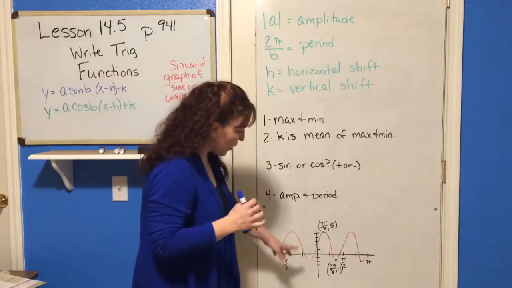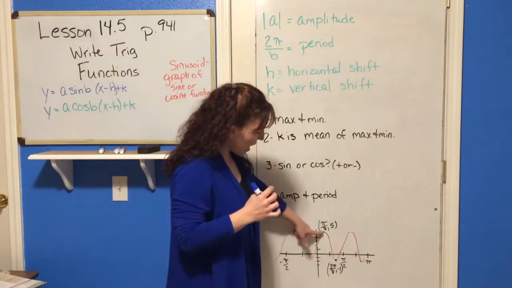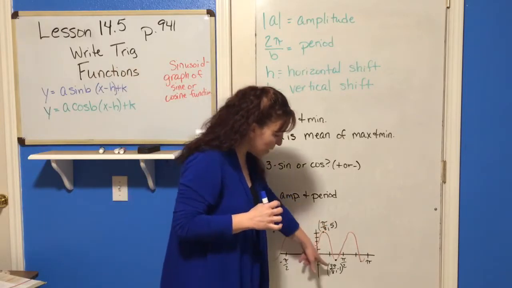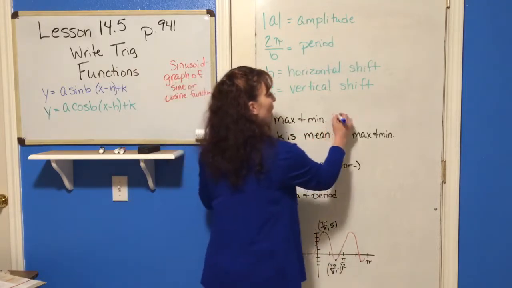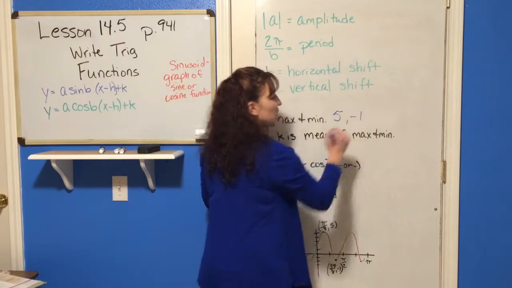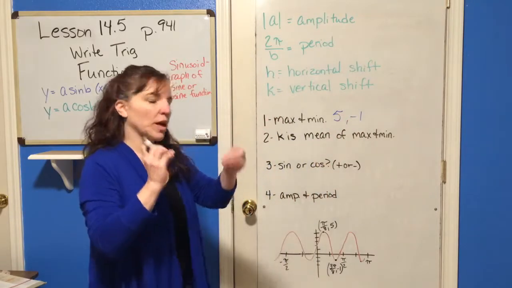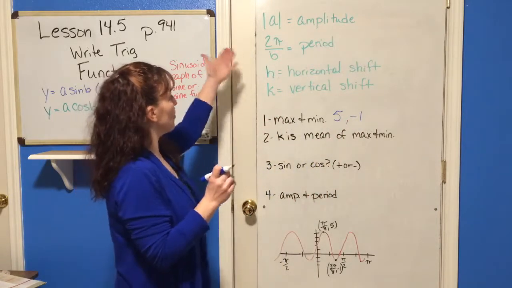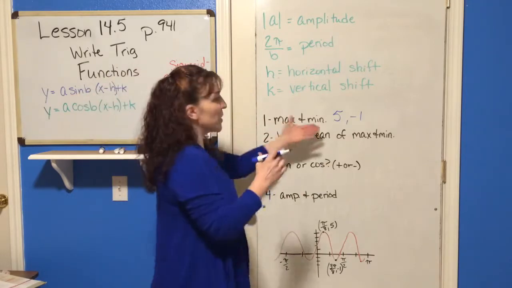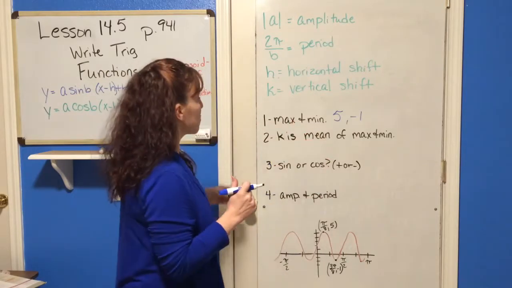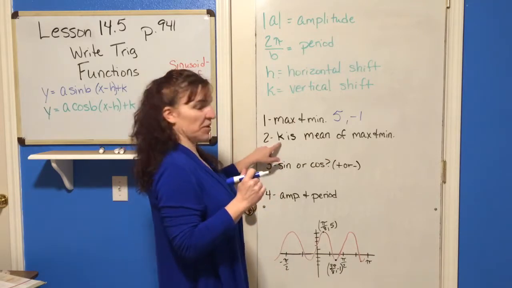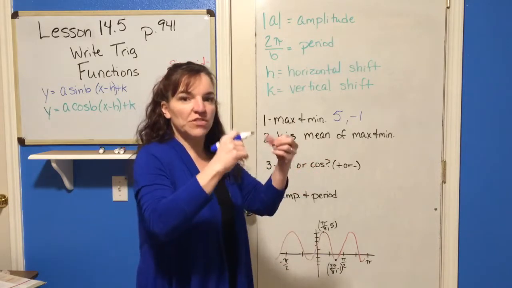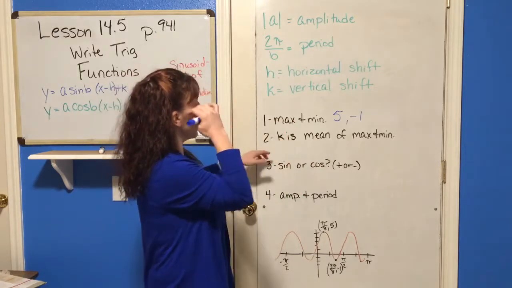So what we've got here is, I've marked them. The top is 5 and the bottom is -1. So the maximum is 5 and the minimum is -1. We're going to use those to figure a couple of different things. That's not part of your formula, but it will help you to figure parts of your formula. All right, so the next thing we're going to figure is the vertical shift. Once we find the vertical shift, then we can figure some of the other things from there.